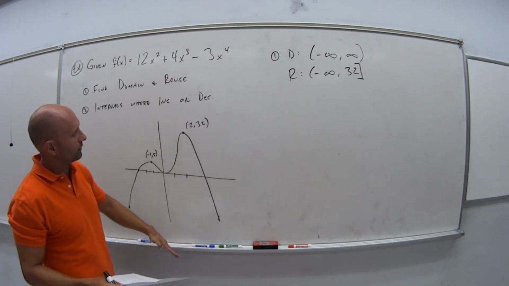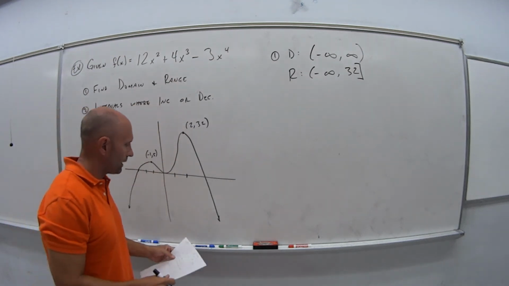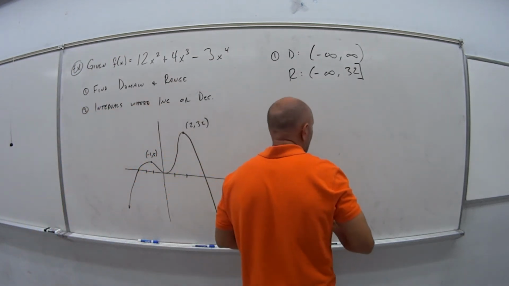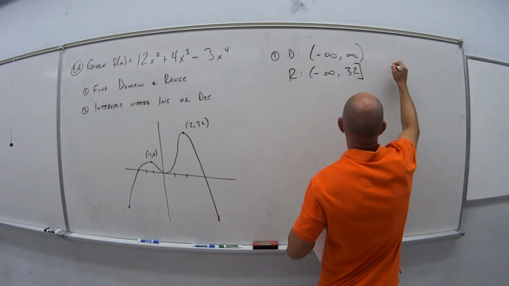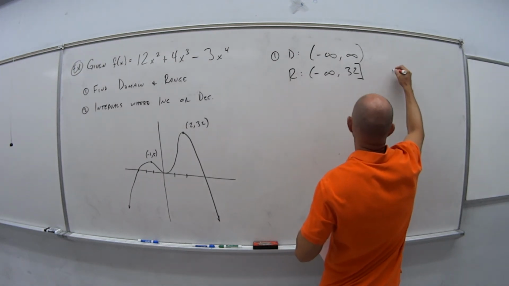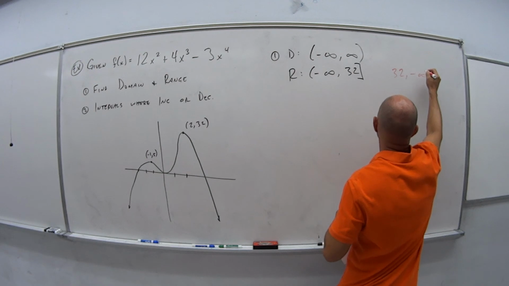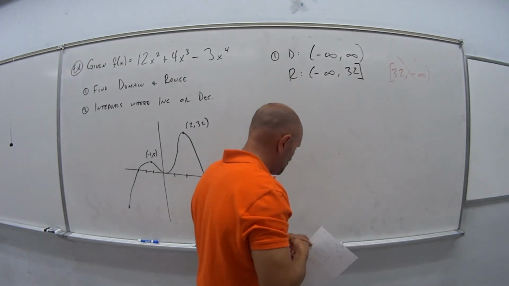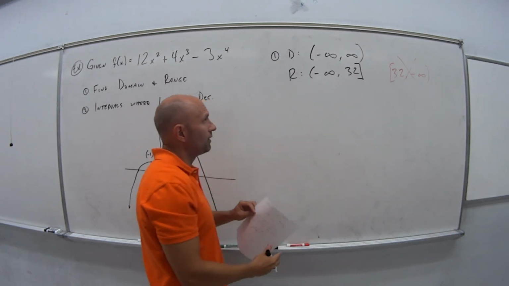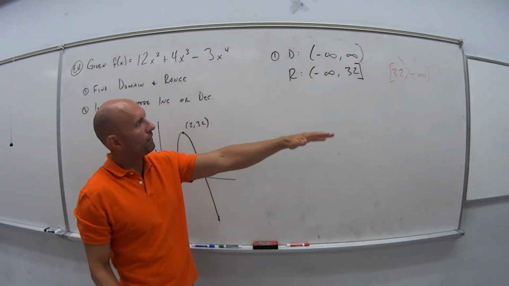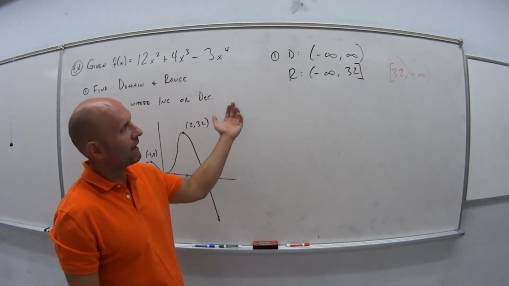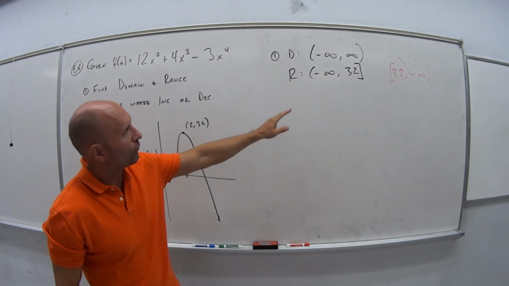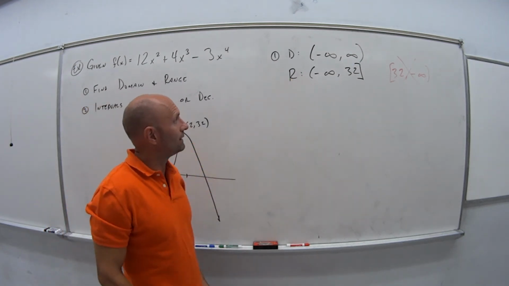So I'm looking vertically on this thing. And don't write it the other way. Don't say it's 32 down to -infinity. That's not correct notation. The left number is always smaller than the right. Obviously 32 is not less than -infinity, so make sure that you order it correctly.